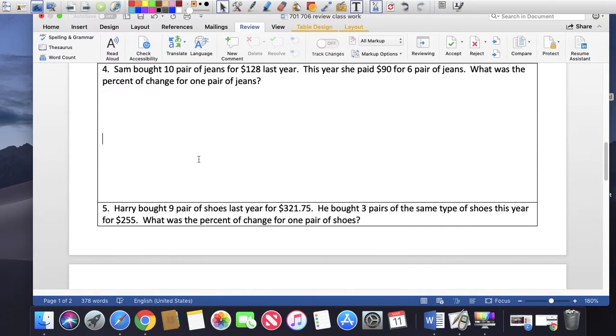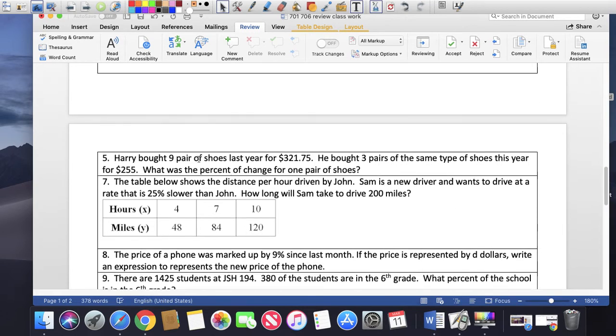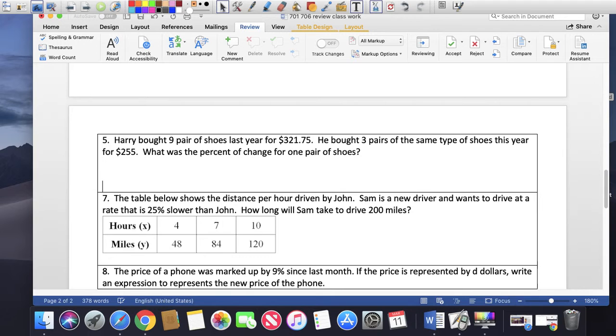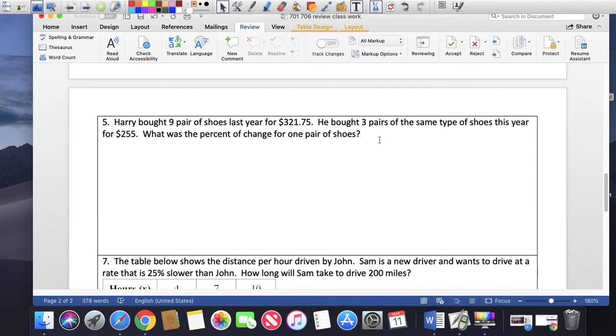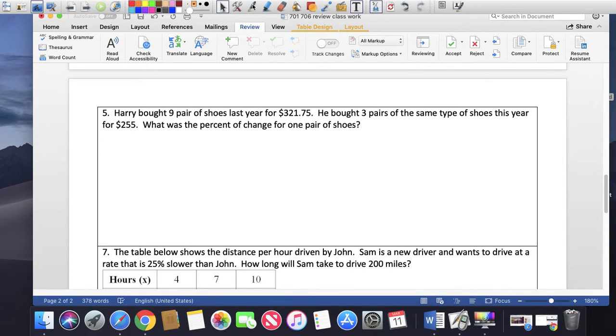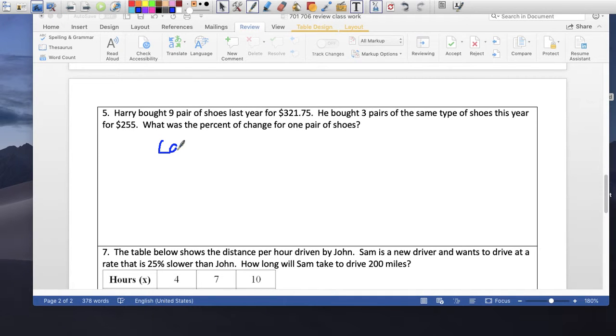Number five, same type of question. Okay, so Harry bought 9 pair of shoes last year. So let's find out what the unit price was last year.